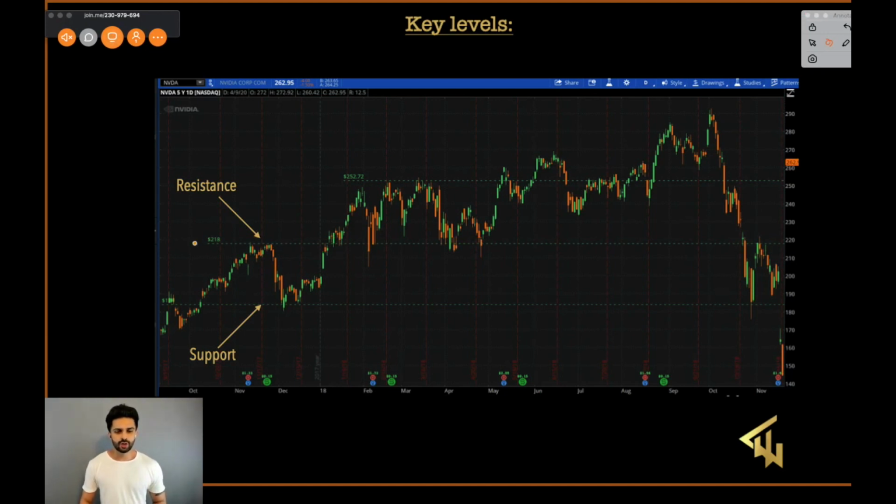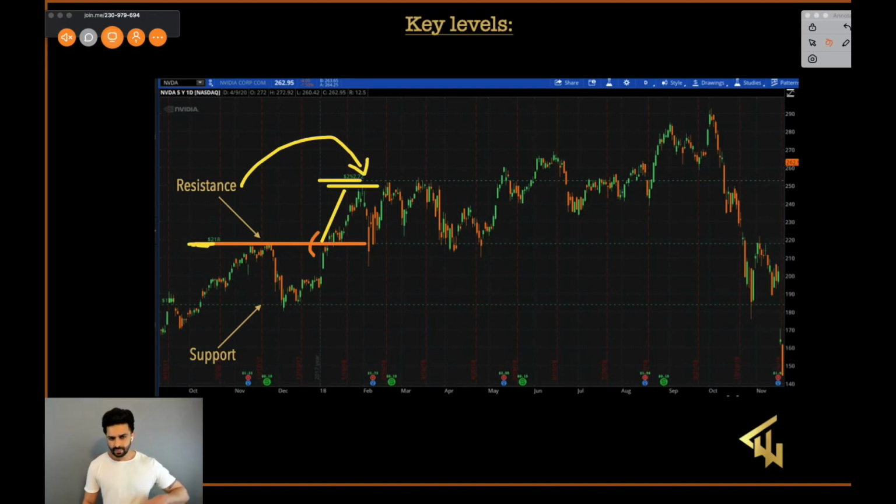Now, when the $218 mark is broken, which is right here, once buyers come in and push the stock above this particular price range, at this point 218 is our support level. This is not our resistance anymore. Now the roles have switched. As the stock starts pushing higher, we see that it gets rejected at around 252 and 252.70, around that mark. So now this is our new resistance level, right?